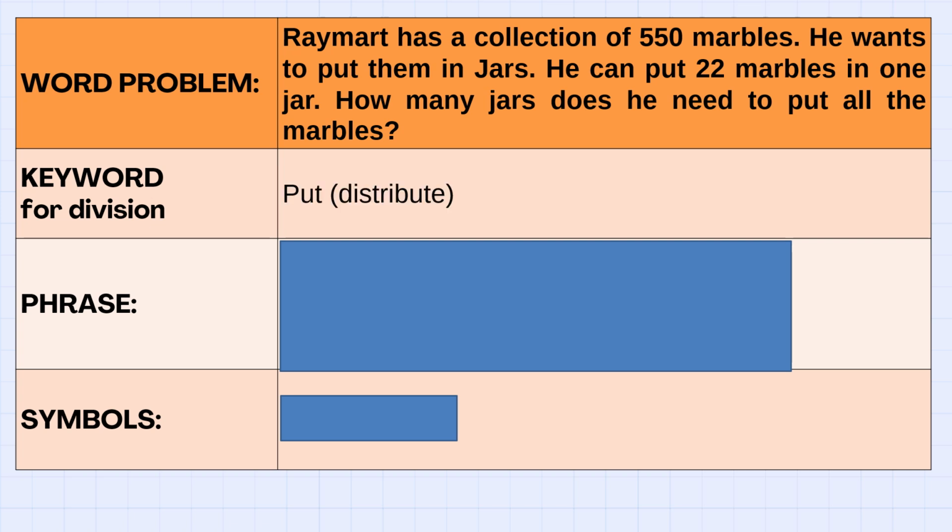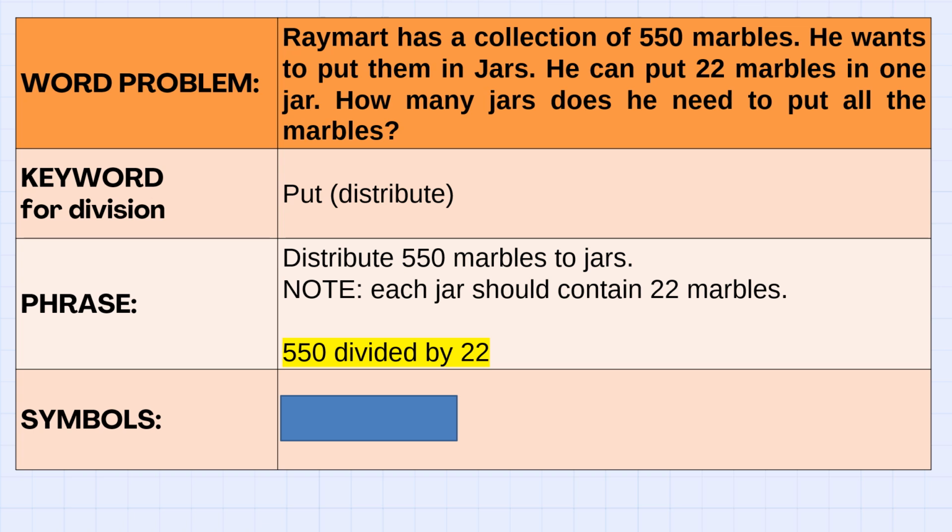So this put is actually similar to the word distribute. So the 550 marbles will be distributed equally to jars. But the problem is, how many jars does he need to put all the marbles if one jar can contain 22 marbles? So the mathematical phrase that can be extracted from the problem is distribute 550 marbles to jars. Take note, each jar should contain 22 marbles.